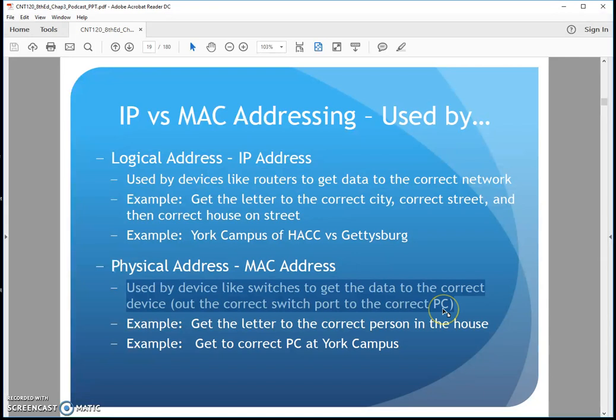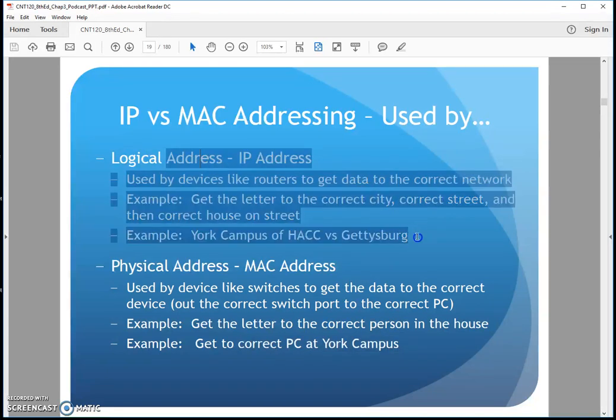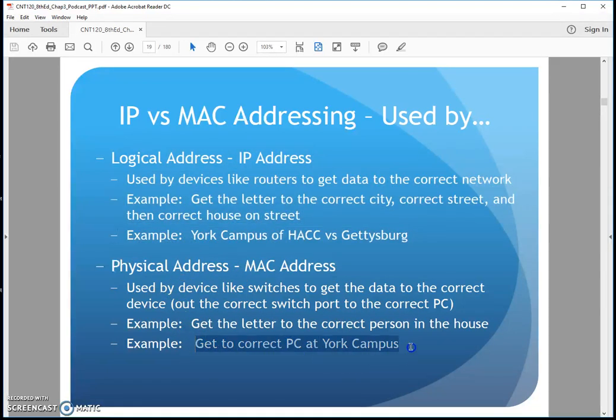In my letter example, if I'm mailing a letter, once it gets in the house, then the name on the house gets read to get it to me as opposed to my wife, or me as opposed to my daughter. So now the name up top is used to get it to the correct person in the house. Well, my MAC address now is used to get it to the correct PC at the York campus. So the IP address is getting it to the correct network, York campus of HAC, and then once it gets in the door and hits the switch, then the switch is using the MAC address to get to the correct PC at York campus. So both of these are needed, both of these get used.